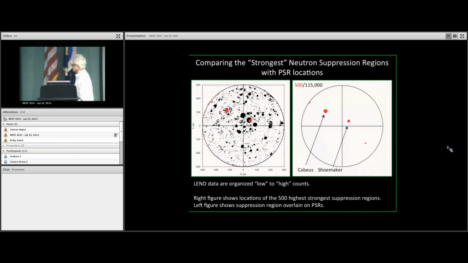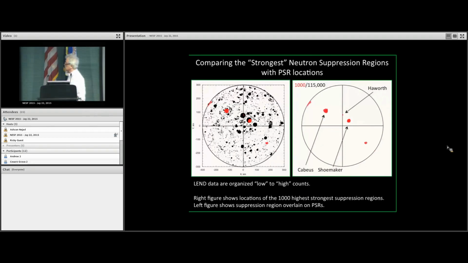So we put them together very quickly, and what we've done here is instead of just plotting a map of the LEND data, we've taken the strongest suppression areas, as I call them, or neutron suppression areas, and plotted them first. This is out of 115,000 points, we plot 500, and you can see the trend. We've seen these before. This is Shoemaker, this is Cabeus. There's another little one over here, a bit on the edge. And if you start to increase the amount of data, these spots get larger.